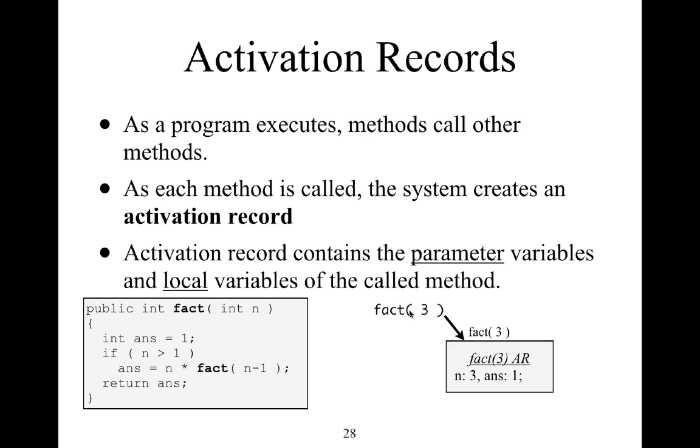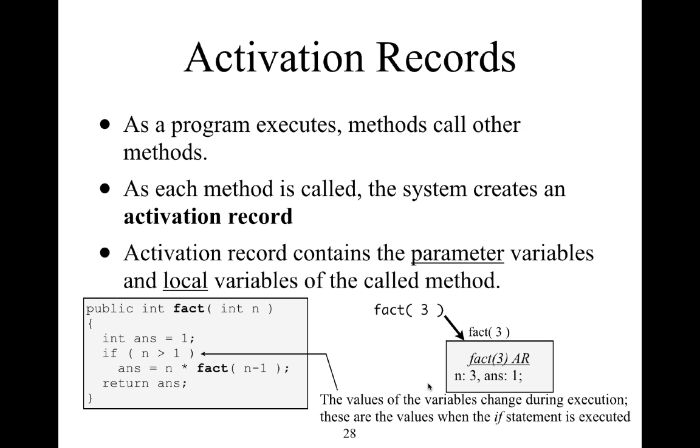Here, invoking factorial of 3 will create an activation record in which the parameter n has the value 3, and at least at the beginning of execution, the answer has the value 1. And of course, variable values can change during the execution, and that happens. This is a good quiz question in order to address activation records.